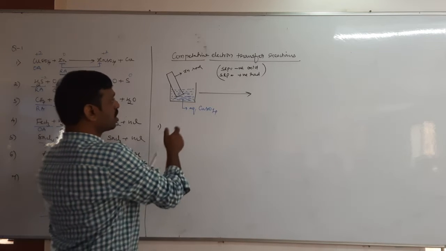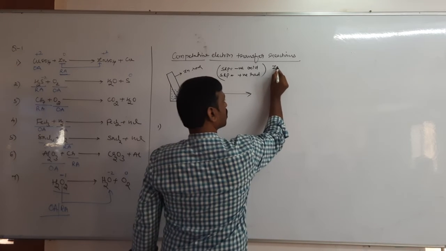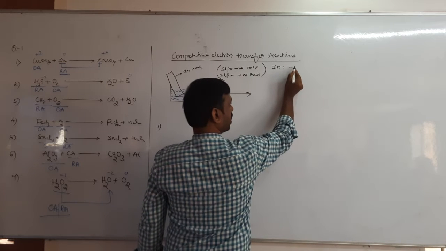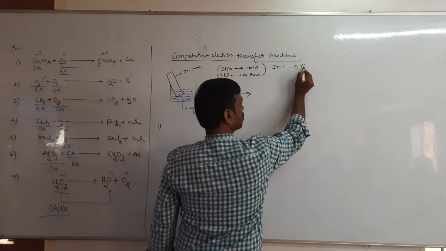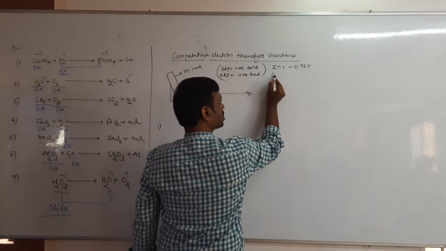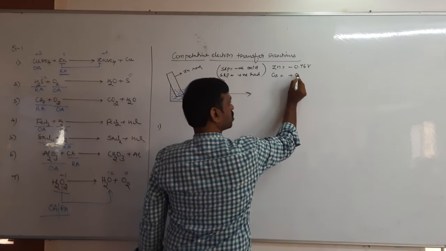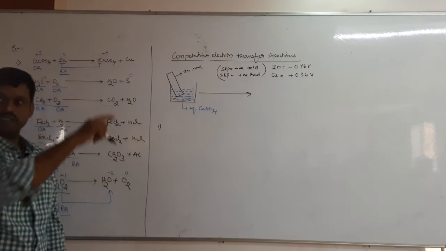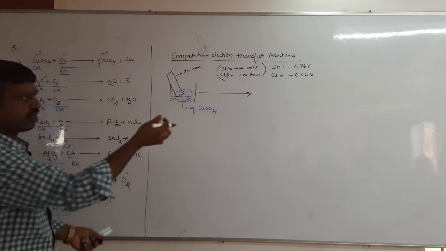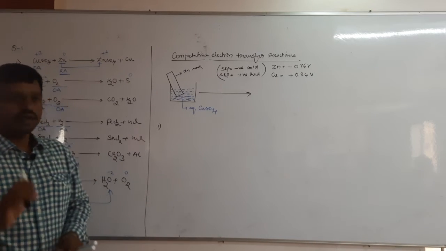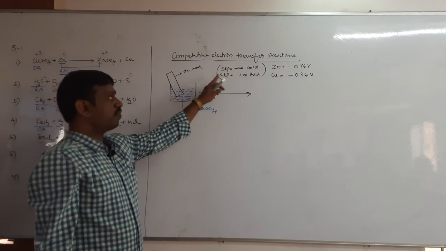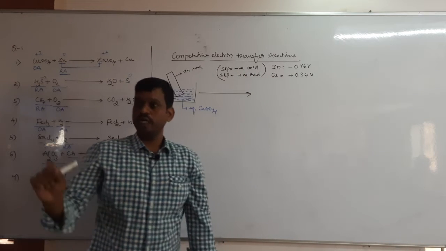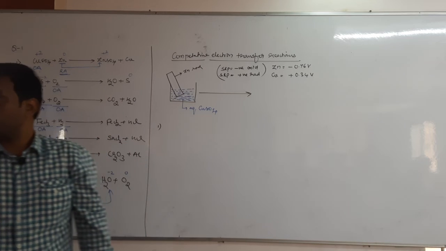Do you remember the SRP of zinc and copper? The SRP of zinc is -0.76 volt, and the SRP of copper is +0.34 volt. Don't worry, we have not studied this yet, we will study it. Wherever it comes, just try to remember it, it will help you. So the SRP of zinc is negative and copper is positive. Tell me, what is SRP?